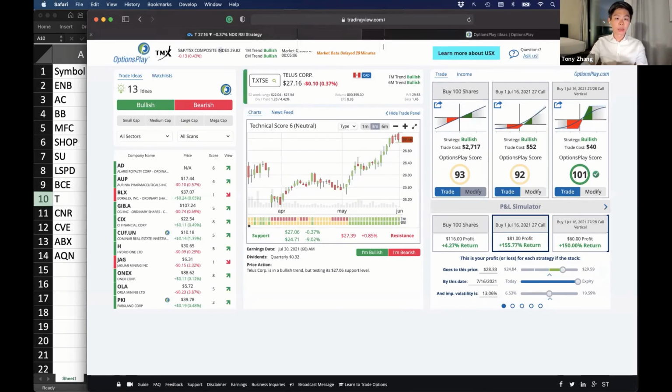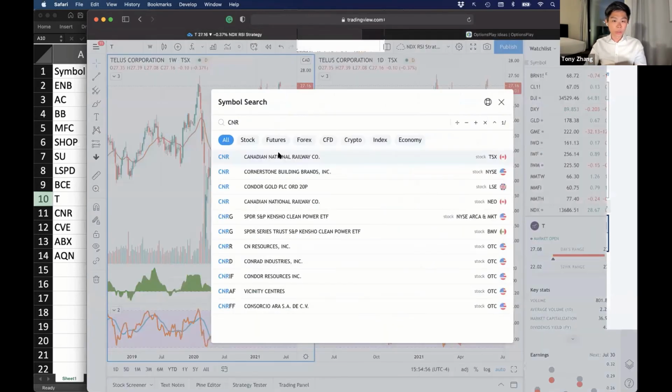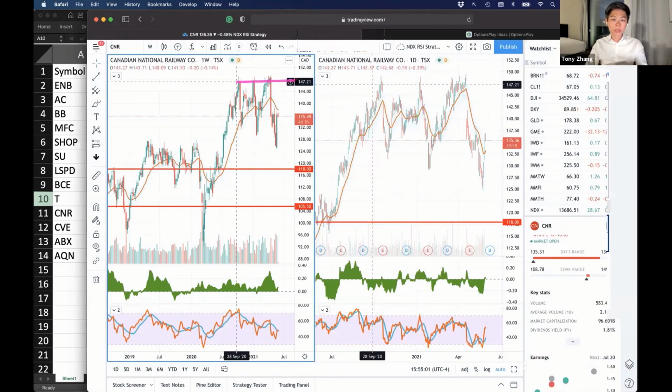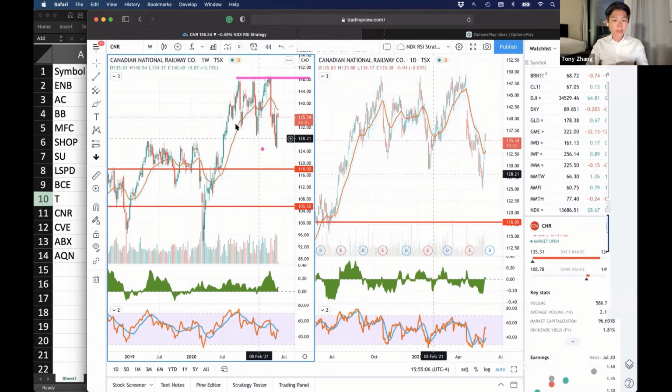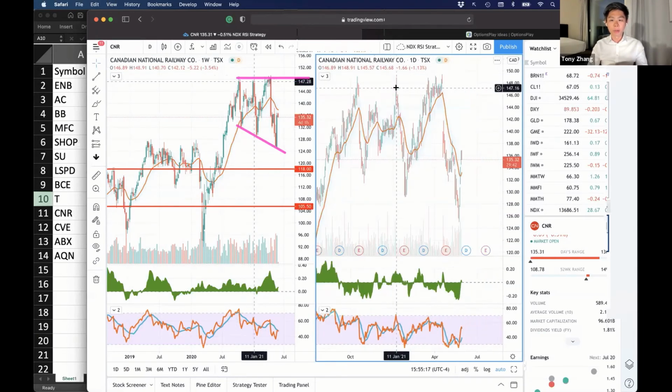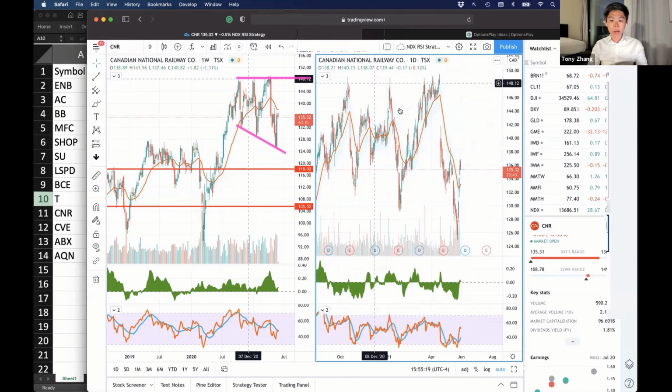Next, I want to take a look at CNR, Canadian National Railway. When you look at this stock here, what is interesting to me is that this $150 level here is a triple top. And then you have these series of lower lows. This is kind of what we call a megaphone formation, and this could go either way, but it's really far away from the upside here around 149, 150.